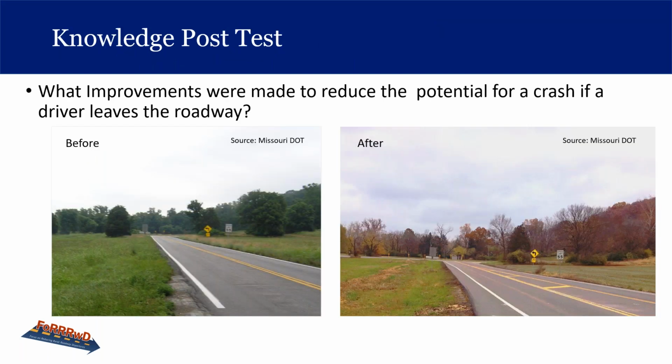Okay, let's do a knowledge post test. What improvements were made to reduce the potential for a crash if a driver leaves the roadway in this picture taken from state of Missouri? Paved shoulder, widening asphalt shoulders, striping, shoulder widening, center paint, center buffer area, clearing trees, tree removal, guardrail, remove tree, center separation, clear zone, cut trees.